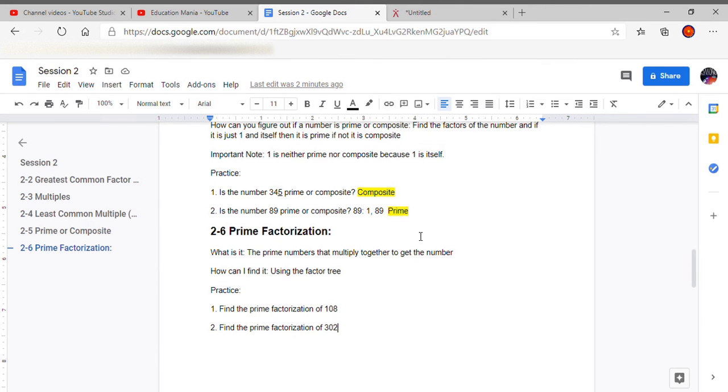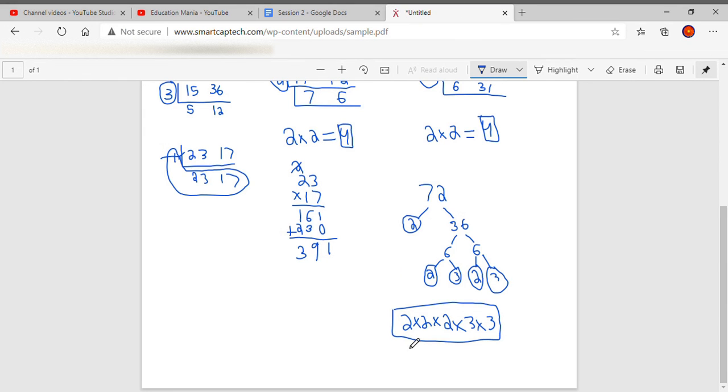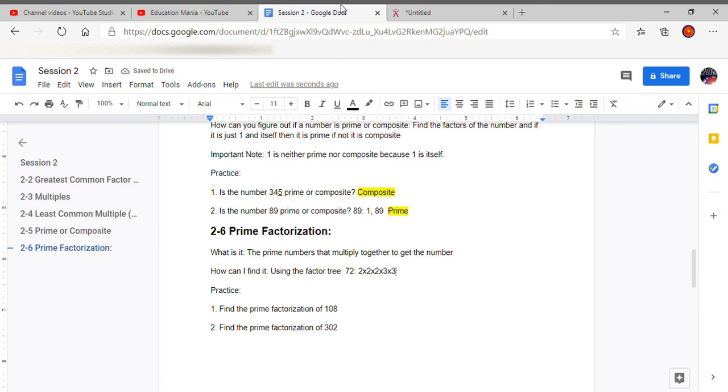So let's write it here: 72 is 2 times 2 times 2 times 3 times 3. Just to double check if you want, 2 times 2 is 4, and then 4 times 2 is 8. Then 8 times 3 is 24, and now we can do it here. 24 times 3 is 72. So now you can pause the video and do these practice problems.